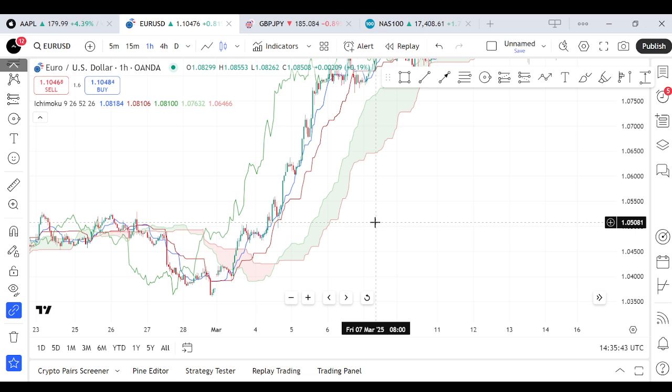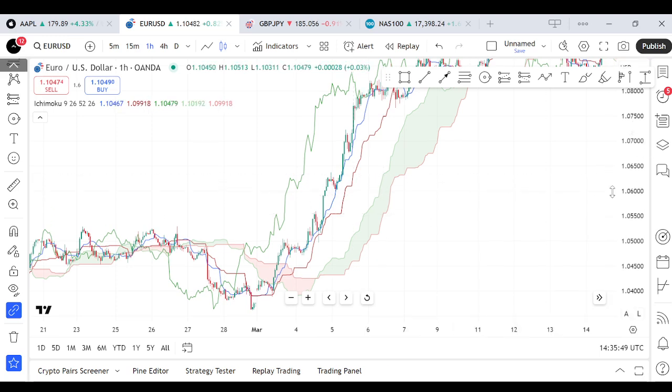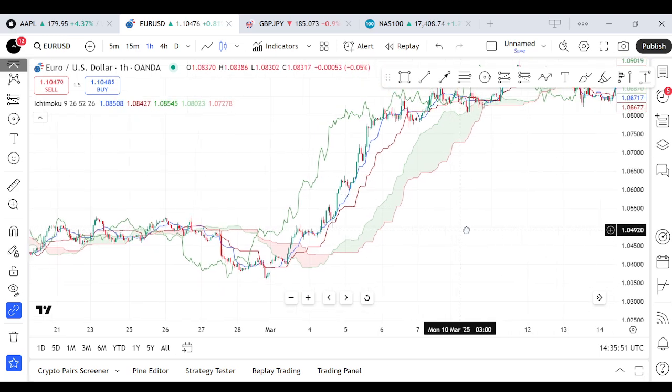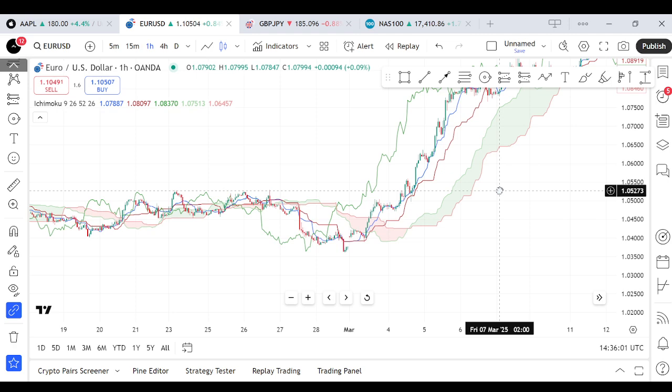Each component of the Ichimoku Cloud works together to provide a clear picture of market dynamics. I believe I've explained all of the components and how they can be used in the market. By understanding these elements individually and as a system, you can analyze trends and prepare for potential market shifts within the day with greater confidence.